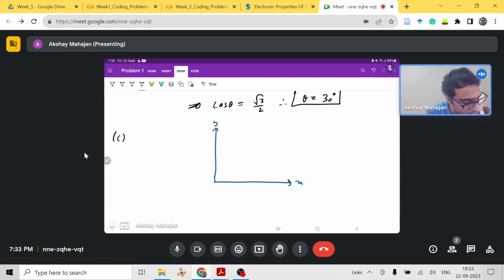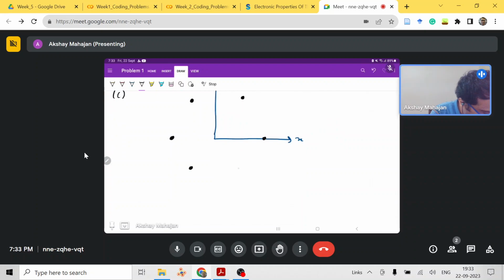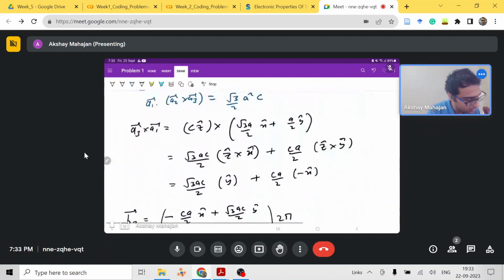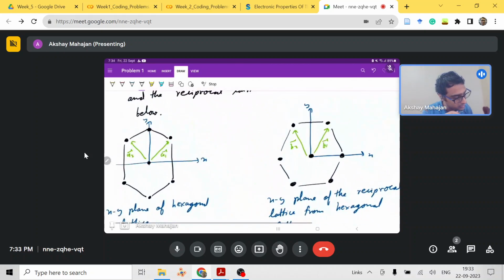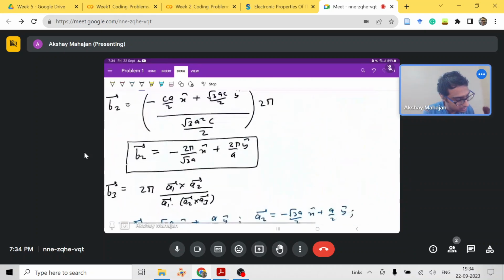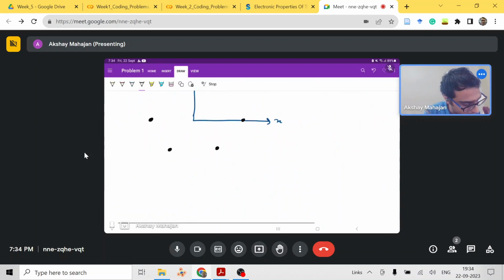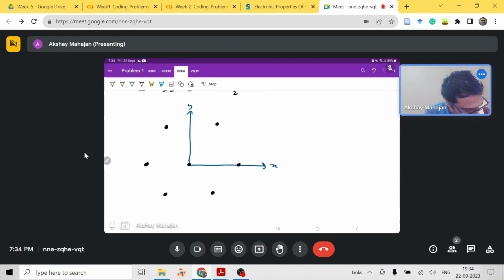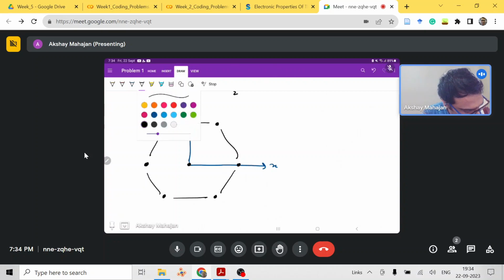First let me draw it in 2D, and then we have these points. We have one point here, one point here, one point here, one point here, and one point here, one point here. So this is, I guess, our reciprocal lattice. I'm just drawing the reciprocal lattice, and I have a b1 vector, b2 vector, and these are my joining lines, and at the center also we will have one point. This is our hexagonal lattice, and let me just draw the b1 vector and b2 vector.